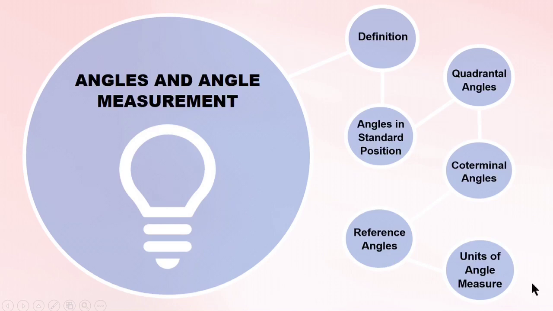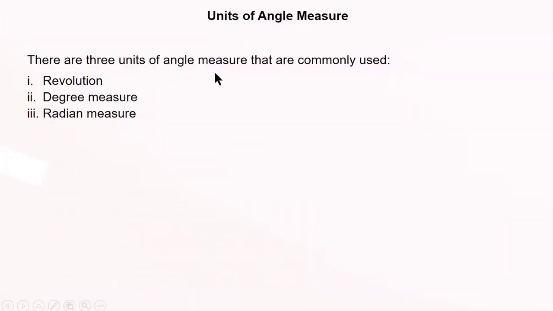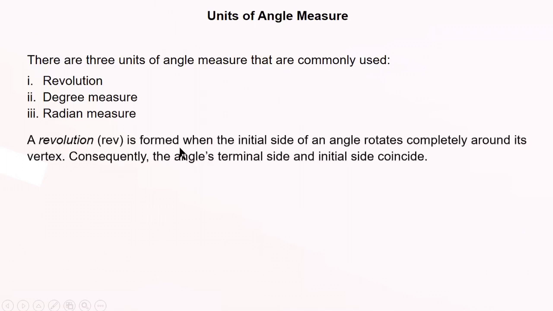Now, let's talk about the units of angle measure. There are three units of angle measure that are commonly used: revolution, degree measure, and radian measure. A revolution is formed when the initial side of an angle rotates completely around its vertex. Consequently, the angle's terminal side and initial side coincide. To one complete rotation of a ray, or to a revolution, 360 degrees is assigned.